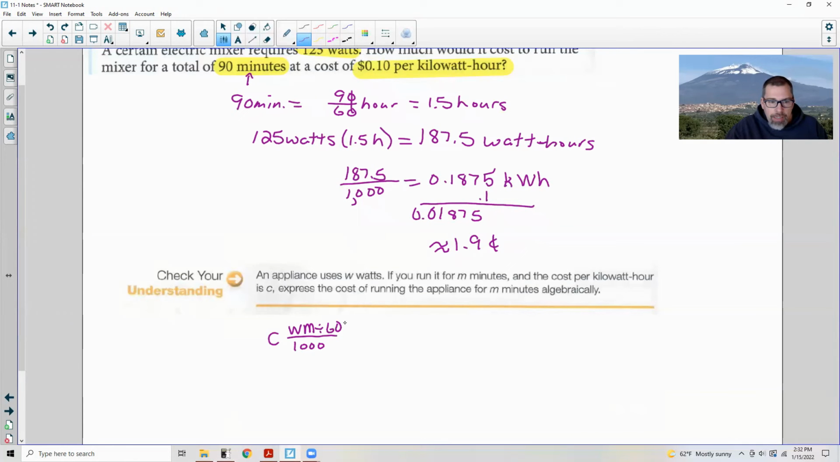Okay, so the answer to this, and you probably want to put this in parentheses because you're dividing the whole thing by 1,000. So it would be the cost times watts times minutes divided by 60, which gives you watt hours, and divide that by 1,000 to get kilowatt hours. Multiply that by 10 cents in this case, that was up here, or the cost, whatever the cost is per kilowatt hour, and you would get the price to run that.